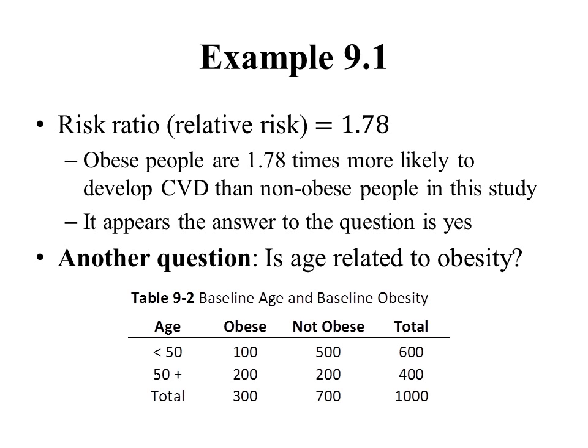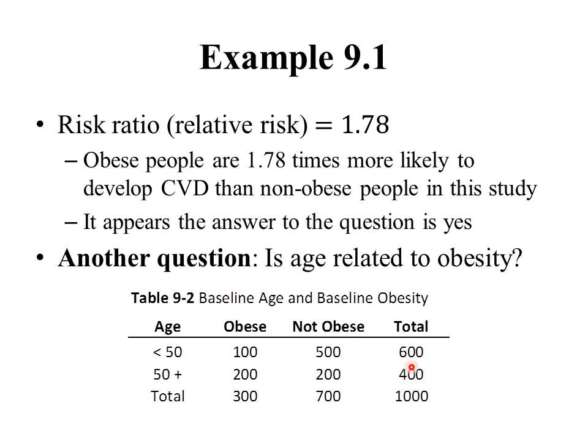And so in table 9.2, titled Baseline Age and Baseline Obesity, we have the same group of 1,000 people. This table categorizes people as either age less than 50 or 50 and greater, and also records whether each was obese or not. So we had 600 people who were age less than 50, 400 that were age 50 plus, 300 were obese, 700 were not obese. This number says that 100 of the age 50 or less were obese. This number says that 200 of the age 50 or more were not obese, and so on and so forth.